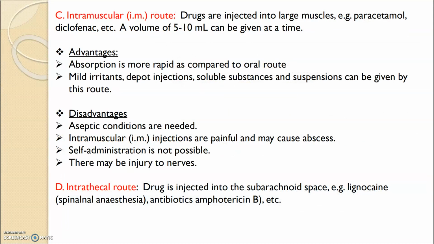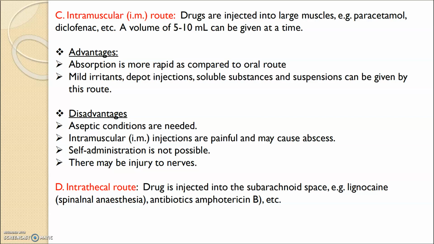Now third, intramuscular route. Drugs are injected into large muscles, for example, paracetamol, diclofenac, etc. A volume of 5 to 10 ml can be given at a time. So advantages: absorption is more rapid as compared to oral route. Mild irritants, depot injections, soluble substances and suspensions can be given by this route.